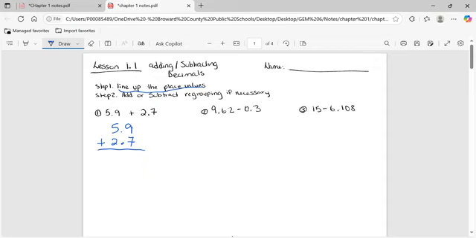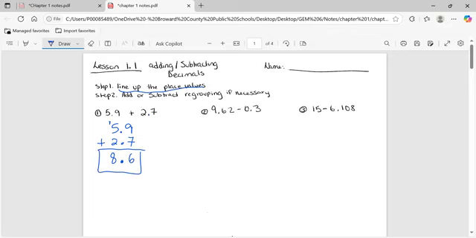Then I'm going to add like I would any other day, regrouping if necessary. So 9 plus 7 is going to give me 16. That's 6, carry the 1. And then 5 plus 2 is 7, plus that 1 up top is 8. I'm going to make sure my decimal point stays right in that same row. And so my answer is 8.6.